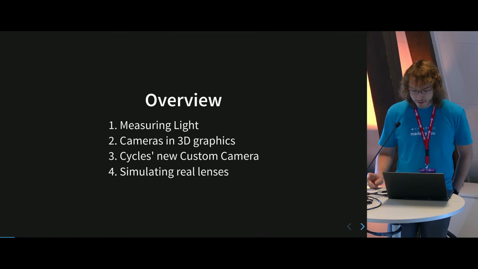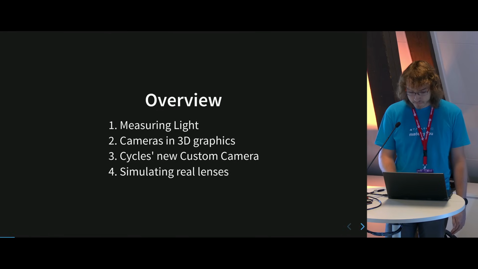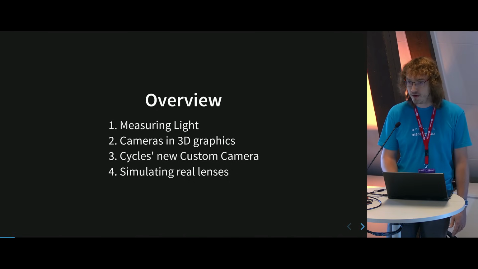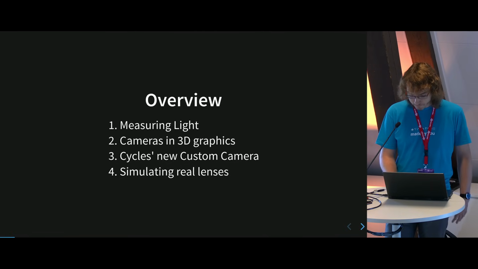Then we will look at how cameras have traditionally been done in 3D graphics, so the traditional orthographic, perspective, whatever types. Then, of course, the interesting point, recent developments: the new custom camera type in Cycles, what you can do with that, how it works, what the background is, and so on. And then finally, we're going to look at an example of something very cool you can do with that, which was the motivation to do it in the first place.